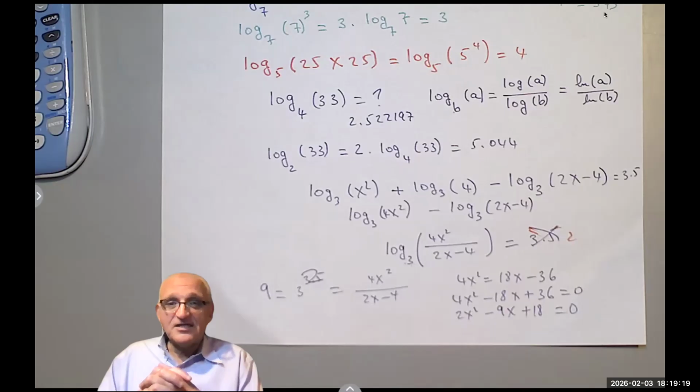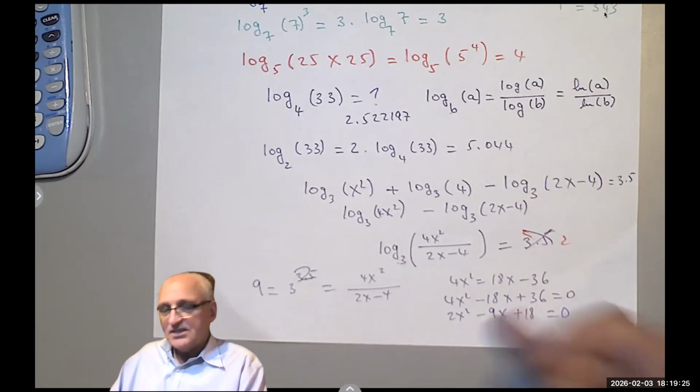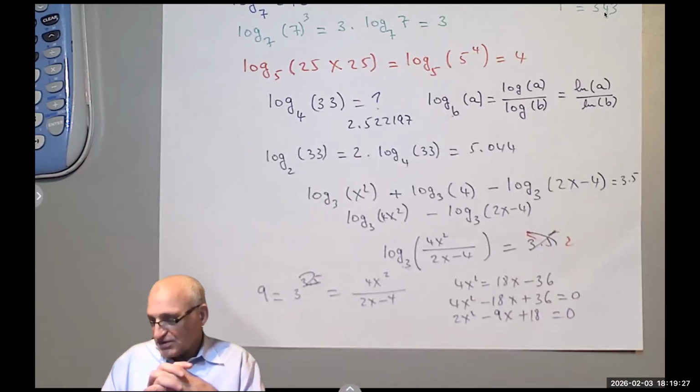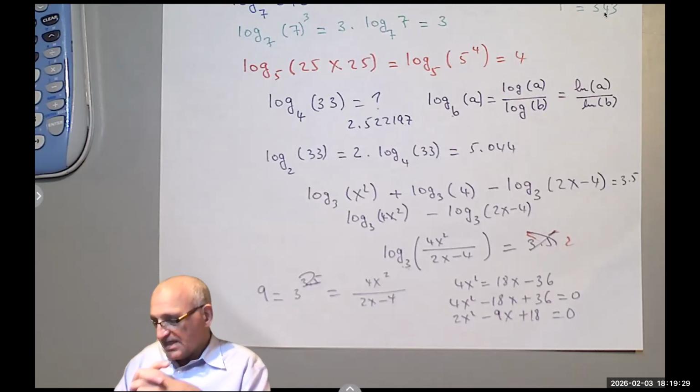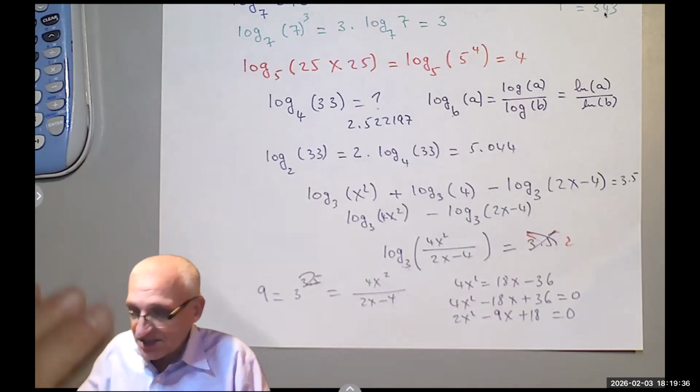Or if you already learned how to solve quadratic equations, you can use the quadratic formula and get negative b plus or minus square root of b squared minus 4ac over twice a and get two complex roots. Okay, so this was just an introduction.